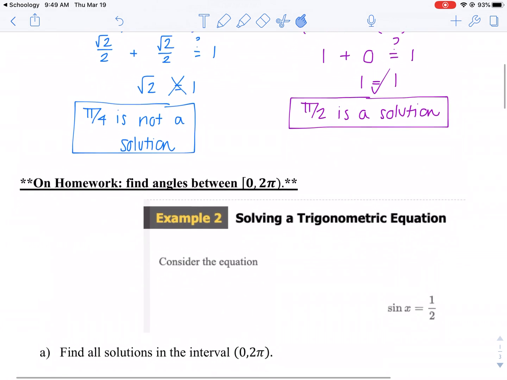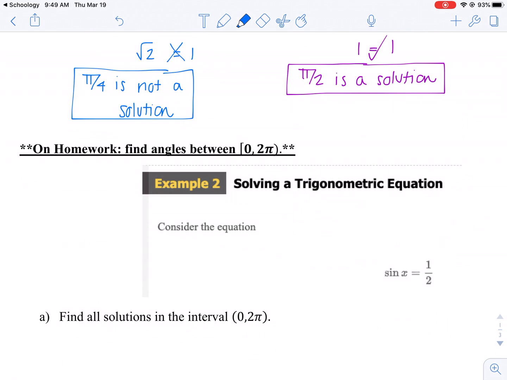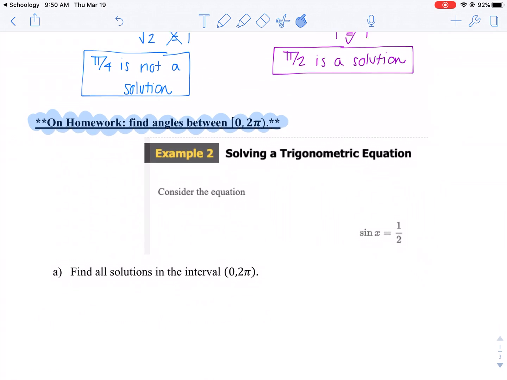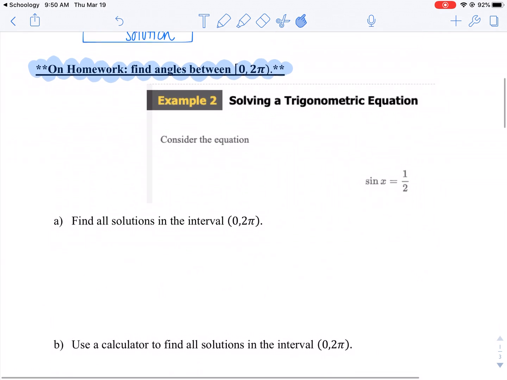Now moving on a little bit, huge announcement. On your homework, it's going to tell you to find all possible angles. I want to cut that. I want it to be between 0 and 2 pi, so one full rotation on the unit circle, because if you can find those, then all the rest apply. So please just focus on 0 to 2 pi. It will save yourself a lot of time.